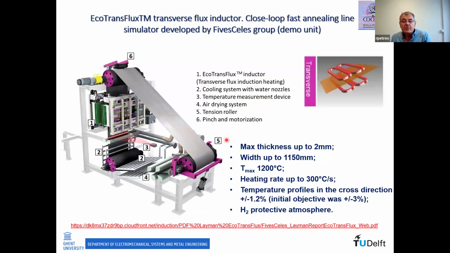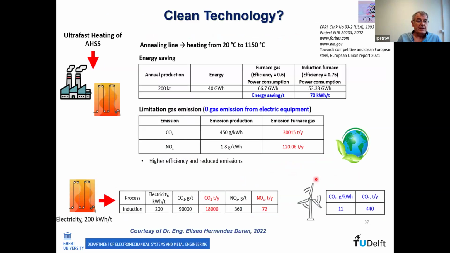You can, for example, buy such a unit from the FireCLS group. This is a demo unit. Again, this is purely schematic: a transverse inductor, which allows you to go up to 300 degrees per second, up to 1200 degrees. Yeah, that's very remarkable. And the last question for today, and then I really leave: ultra-fast heating, is it ecological? Is it clean technology? Thanks to Eliseo, he made this analysis of this work here, which is a European project.